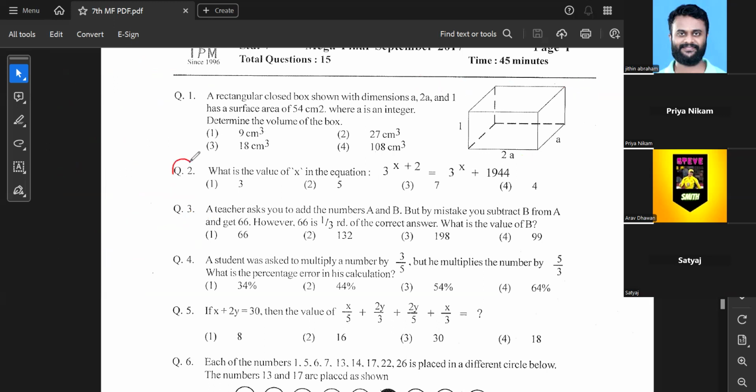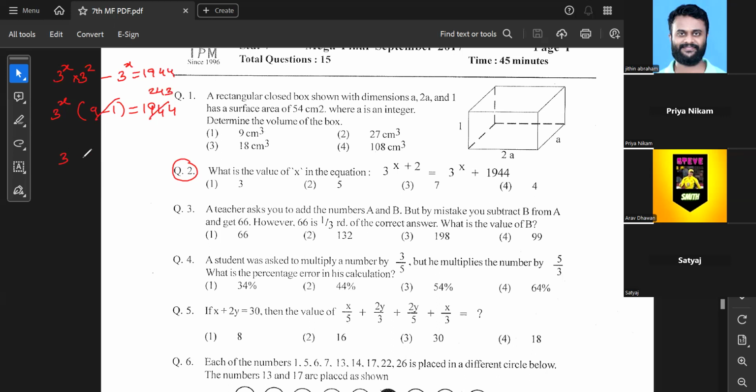Let's go for second question. What is the value of x in the equation so and so? Now over here, first of all, I'll take 3 raised to x to this particular side so that I can solve them. So 3 raised to x plus 2 can be divided as 3 raised to x multiplied by 3 raised to 2, that is 9 in this case. I take 3 raised to x on this side, that gives me minus 3 raised to x is equal to 1944. So now the next point is take 3 raised to x as common, that gives you 9 minus 1 on this particular side. 9 minus 1 is 8, and 1944 divided by 8 should give you 243.